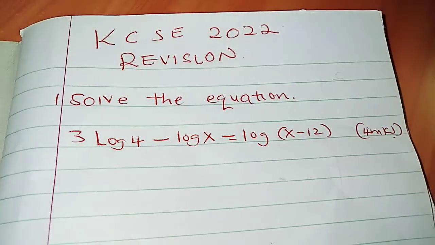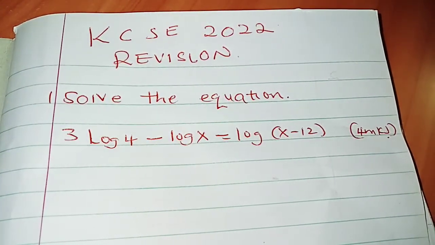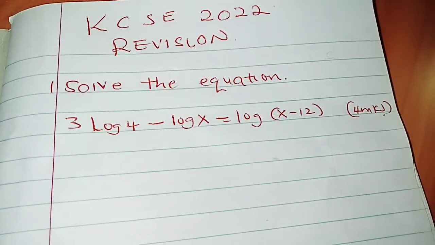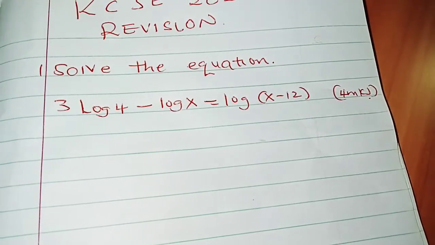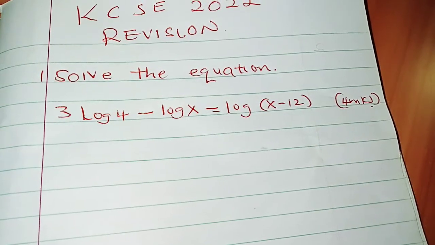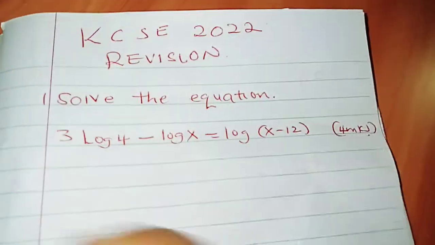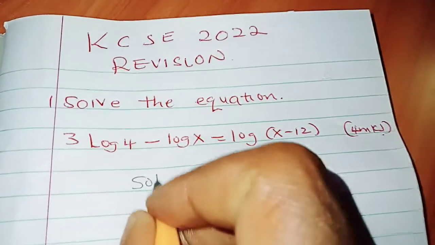Hi viewers, welcome to this video on KCSE 2022 revision, and the first question here reads: solve the equation 3 log 4 minus log x equals log (x minus 12), and you are awarded 4 marks when you solve it correctly. Okay, so let's get to the solution bit now.